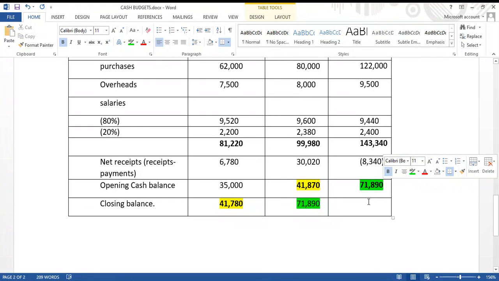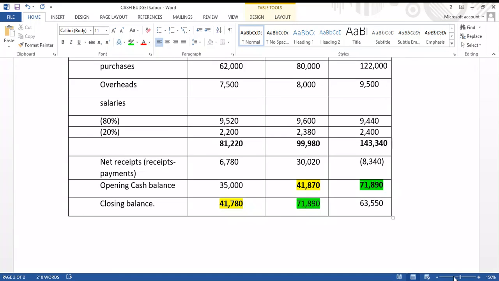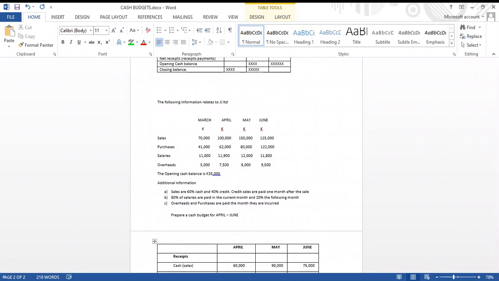We'll add it to negative 8,340. Basically, we're just subtracting these two. So 71,890 minus 8,340, because this is a negative. So if you add negative 8,340 plus 71,890, it's the same as you are subtracting. All right. So we remain with 63,550. And that is our cash balance, our cash budget.